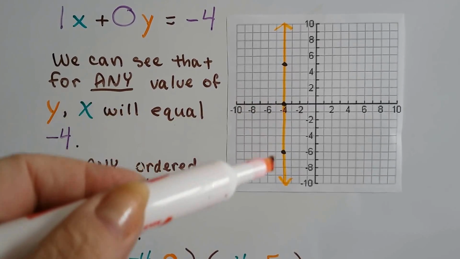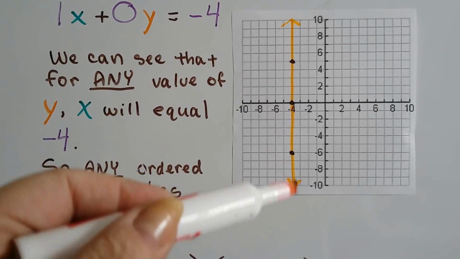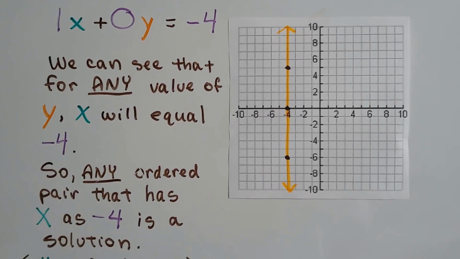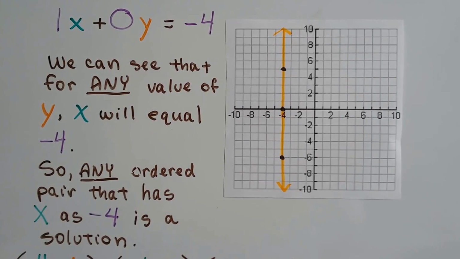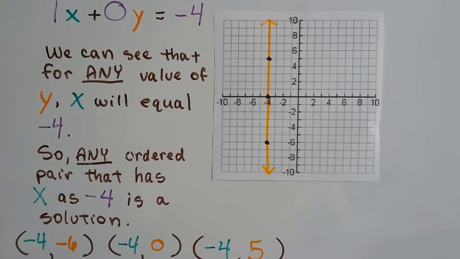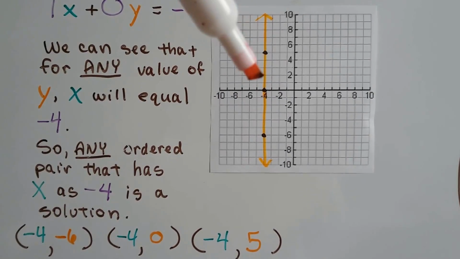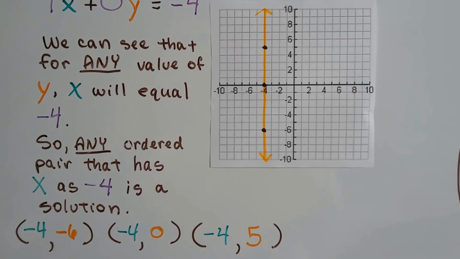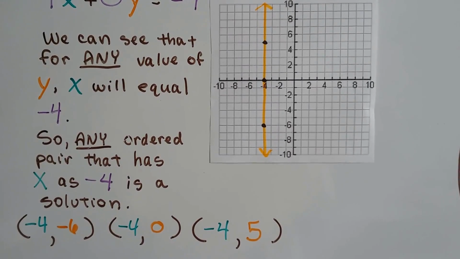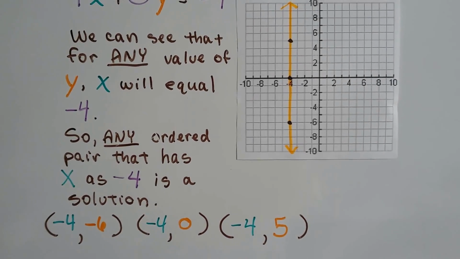It's at -4. No matter how far up or down we go, x is going to be -4. And any ordered pair that has x as -4 is going to be a solution. So y could be down here at -6, or it could be at 0, or it could be at 5. X is staying at -4, and it's making a vertical line going straight up, isn't it? See that?